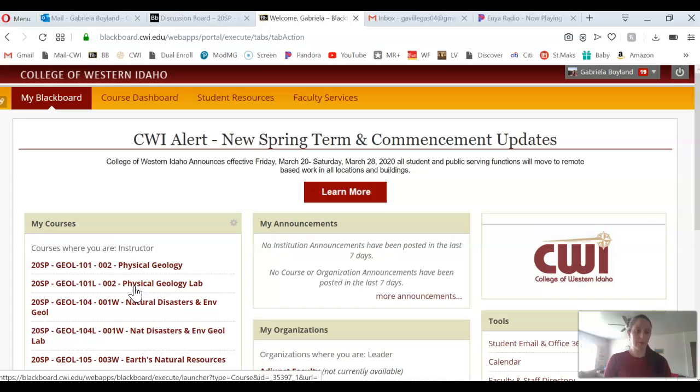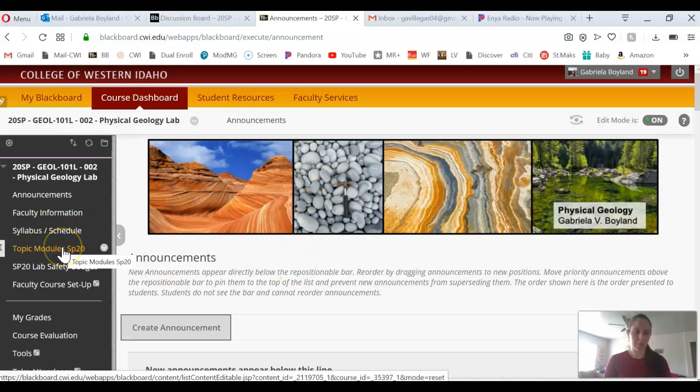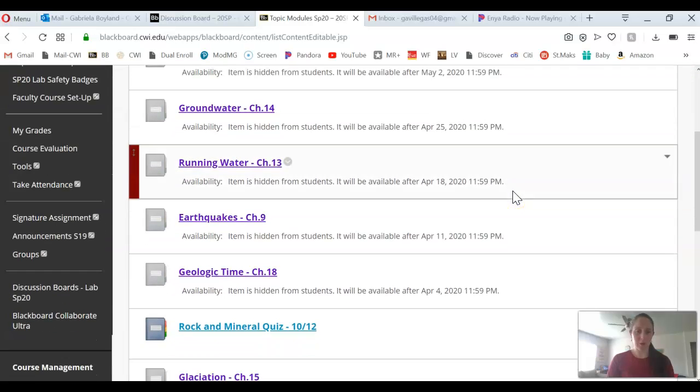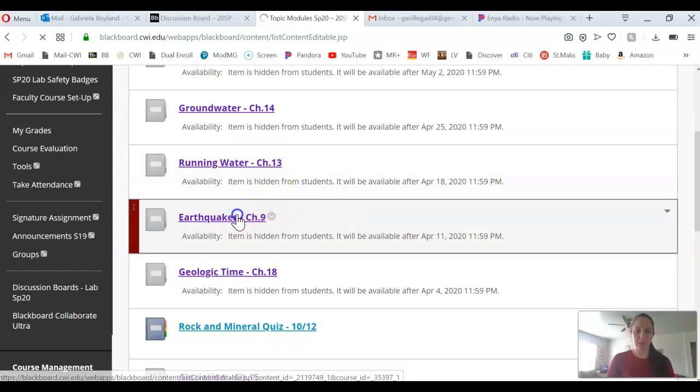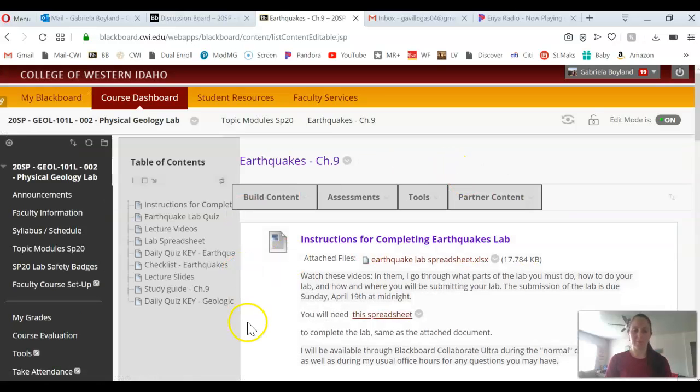So it's going to be 20 spring Geology 101 lab, and that's physical geology lab. Once you're there, you're going to go to topic modules spring 20. Mine looks a little bit different from yours, but overall it's the same idea. Once you're there, you're going to go to earthquakes, which is chapter 9. And once you see that, there's going to be a few points that you're going to need.